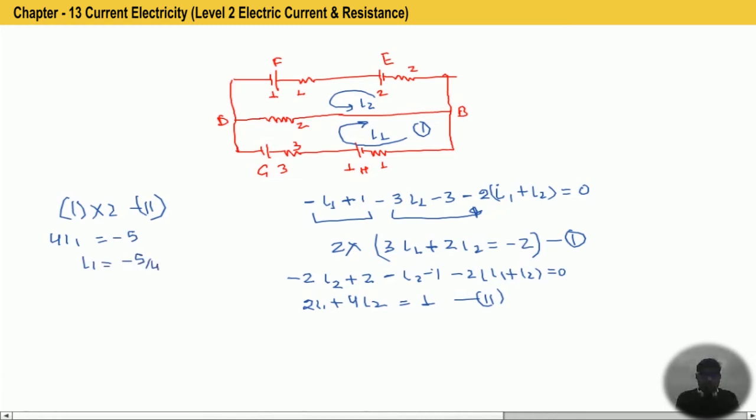Now by substituting in any equation we can calculate I2. That I2 is equal to minus 2 minus 3 into minus 5 by 4, and total divided by 2. So this is minus 8 plus 15, that is 7. So minus 7 by 8. This is I2.